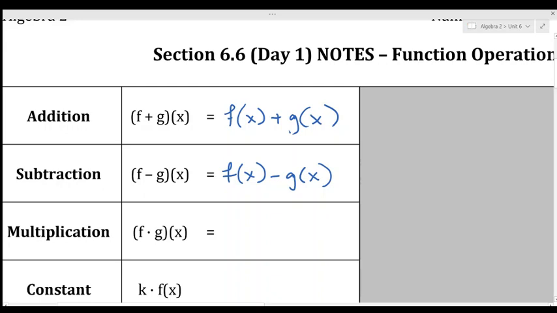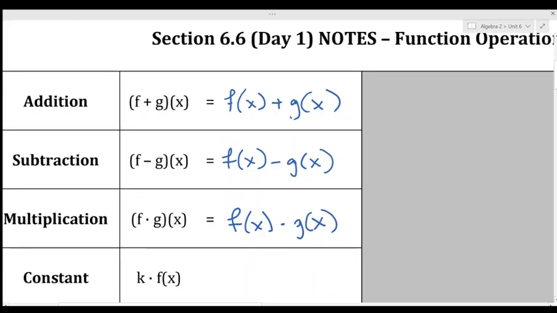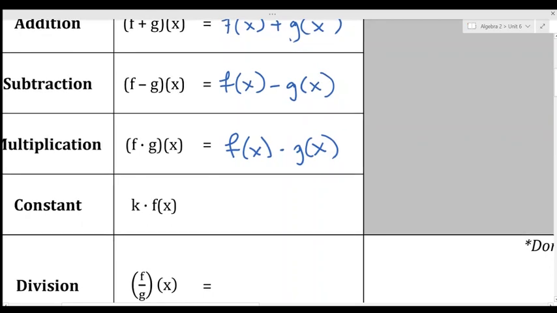Now for multiplication, if we have f times g of x, this is equal to f of x times g of x. Okay, now if we're talking about a constant, so if we have k as our constant, so k times f of x, all that means is we distribute this quote-unquote k to the entire f of x, so the entire function. You know how to do this. You guys are pretty good at that.